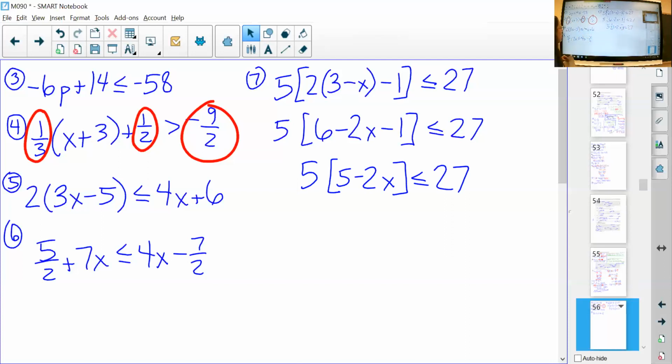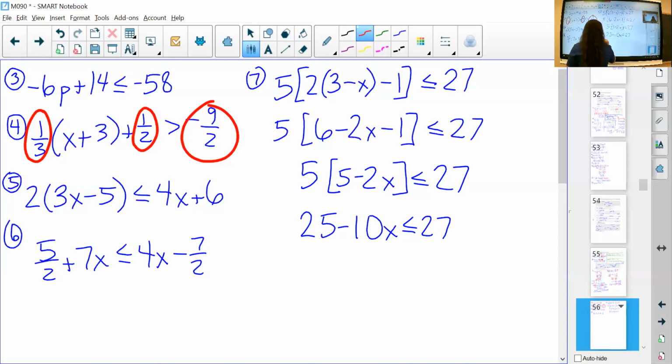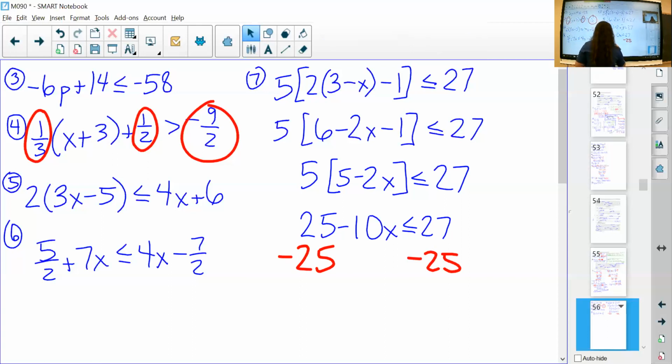Now, my choice, I can distribute or I can divide by the 5. I tend to distribute. So 5 times 5 gives me 25 minus 10x less than or equal to 27. I'm just going to check. I haven't multiplied or divided by a negative anywhere in here. So my sign should still be the same, and it is. Now, 25, that constant should be over here. Let's get rid of it. I have negative 10x less than or equal to 27 minus 25 is 2.